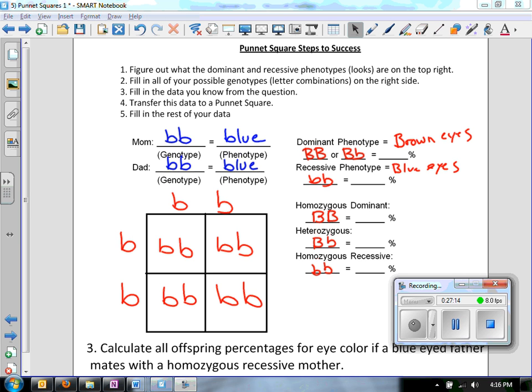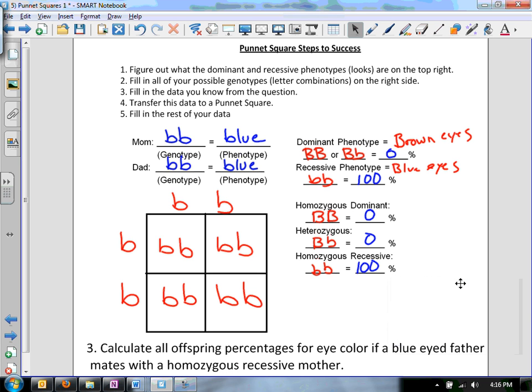Which gives you a filled out Punnett square that looks like this. Which gives you a final answer that looks like this. None of the kids will have brown eyes, 100% of them will have blue eyes, none of them will be homozygous dominant, none of them will be heterozygous, and all of them will be homozygous recessive.